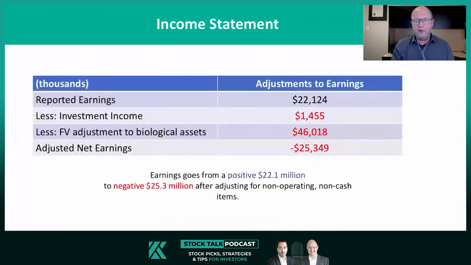So just taking the previous example, we had 22 million in reported earnings, but then we removed what we considered to be non-operating, non-cash flow relevant line items. So investment income, we removed the 1.4 million, fair value adjustment to assets, we removed the 46 million. And this brings our reported earnings down to our true adjusted earnings of negative 25 million. So we go from positive 22 million to negative 25 million by making these adjustments.